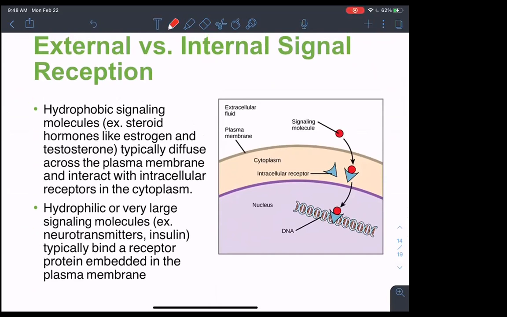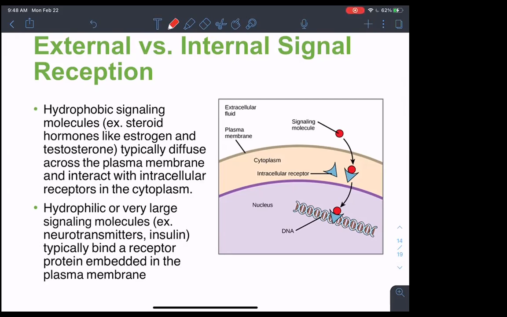Okay, so sometimes there's not necessarily a receptor. Sometimes the signaling molecule comes through the membrane. So hydrophobic signaling molecules like steroid hormones, like estrogen, testosterone, that kind of thing, they're going to typically diffuse across the plasma membrane, and they're going to interact with intracellular receptors in the cytoplasm.